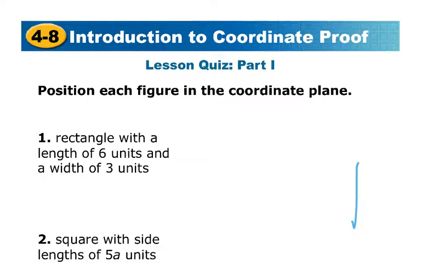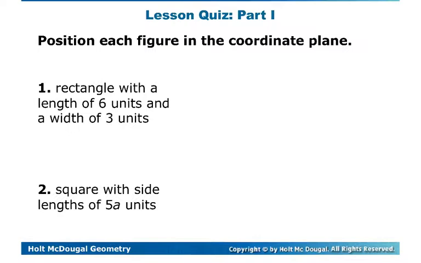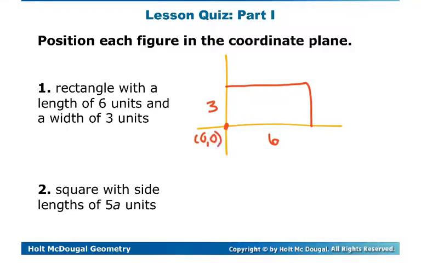So, taking a look at some of our examples here at the end, we're going to position each figure in a coordinate plane. We have a rectangle with a length of 6 units and a width of 3 units. Depending on how you imagine length and width, our length is 6 and our width is 3. As much as that was helpful when we were making diagrams, we now want to actually mention the coordinates. So over 6 up nothing, over nothing up 3, and then over 6 up 3. And then of course at 90 degrees for our origin.